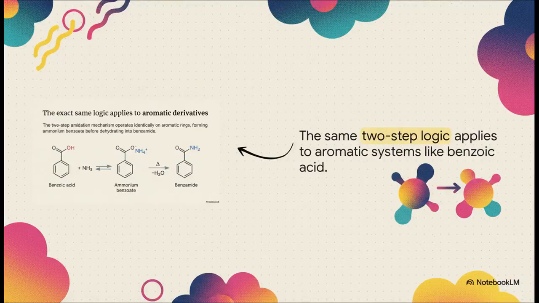And this 2-step logic isn't just for simple chain molecules. It applies perfectly to aromatic compounds too. You can see it right here with benzoic acid. It reacts with ammonia, first making the ammonium benzoate salt, then you add heat, a water molecule leaves, and you get benzamide. The principle, the core idea, is exactly the same.